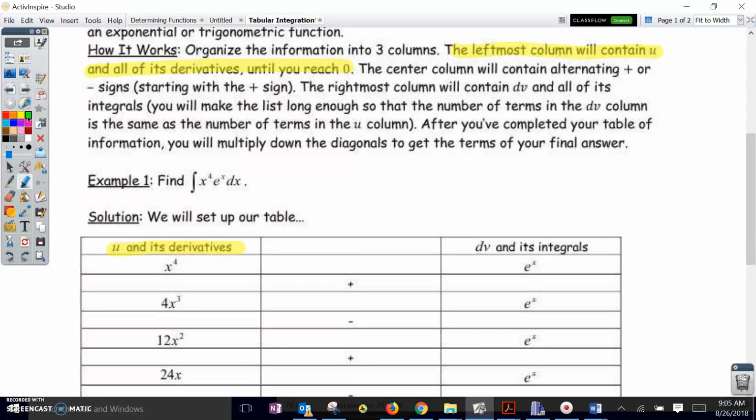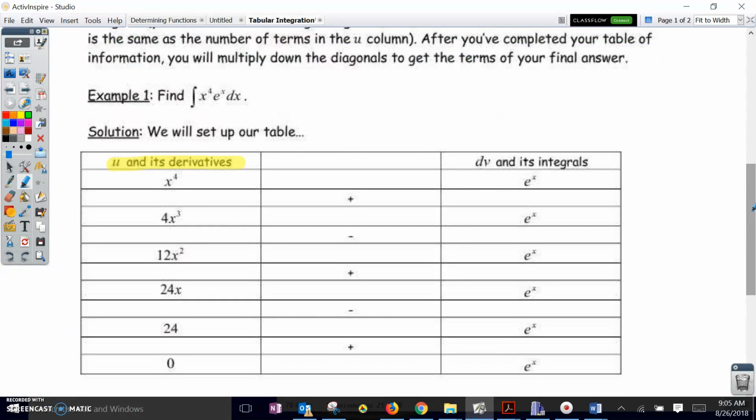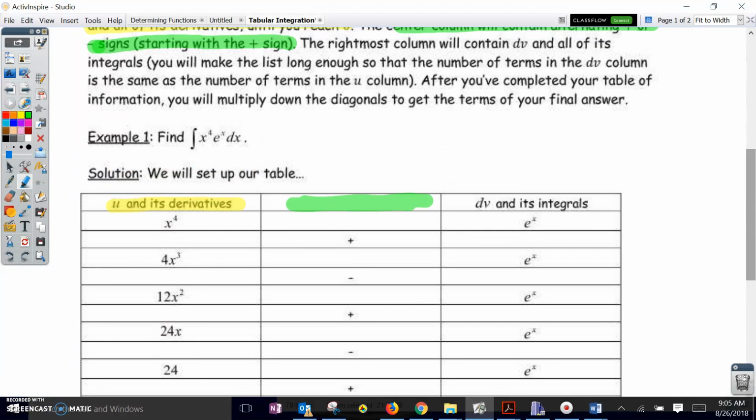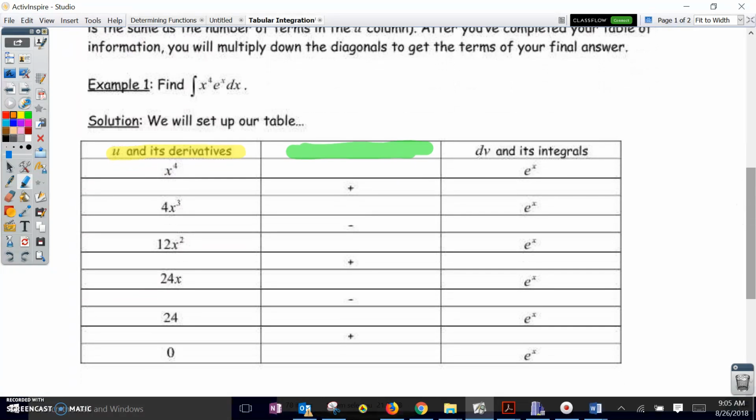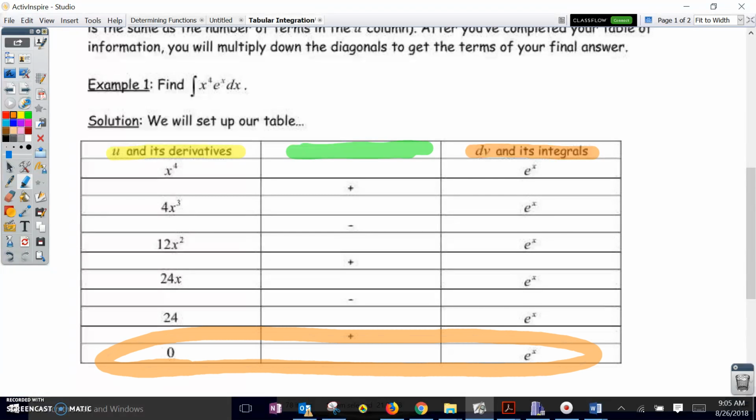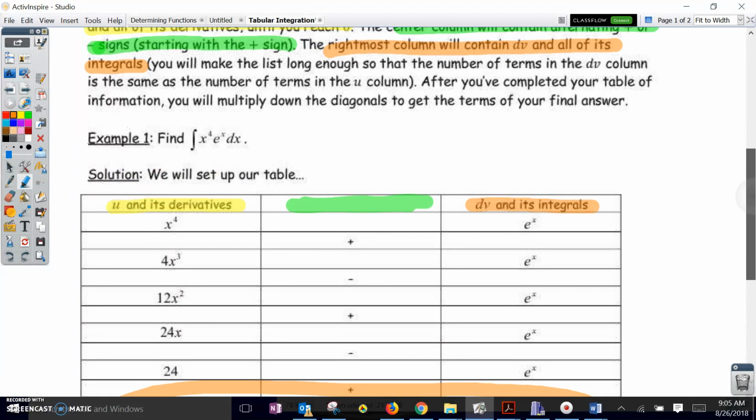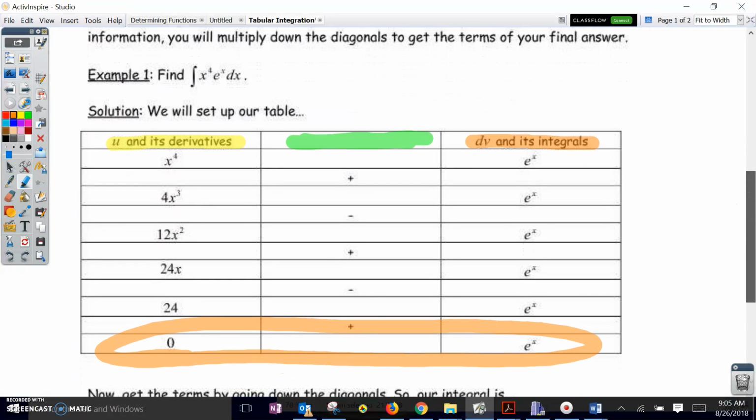My middle column contains alternating plus or minus signs, starting with the plus sign. And you see that here. And then my rightmost column contains dv and all of its integrals. And we make that long enough so that the integrals go all the way down to the bottom here where we stopped our derivatives column. Okay? So once we've written those out, it's actually quite easy to do tabular integration.